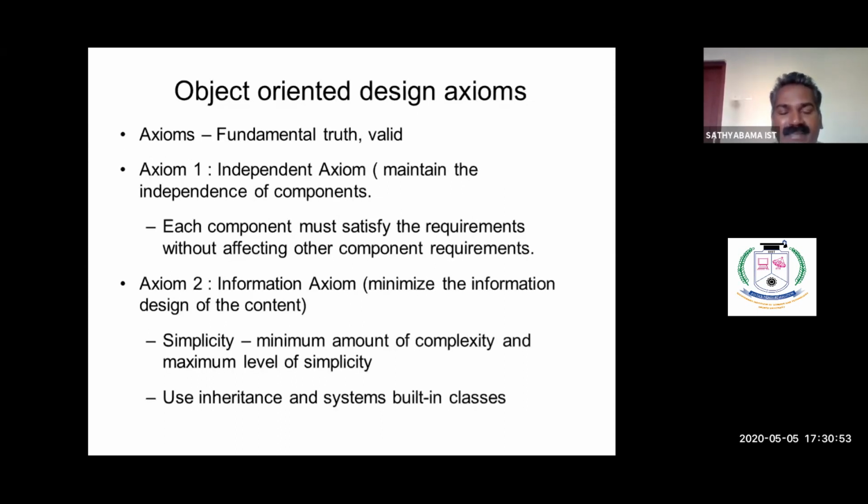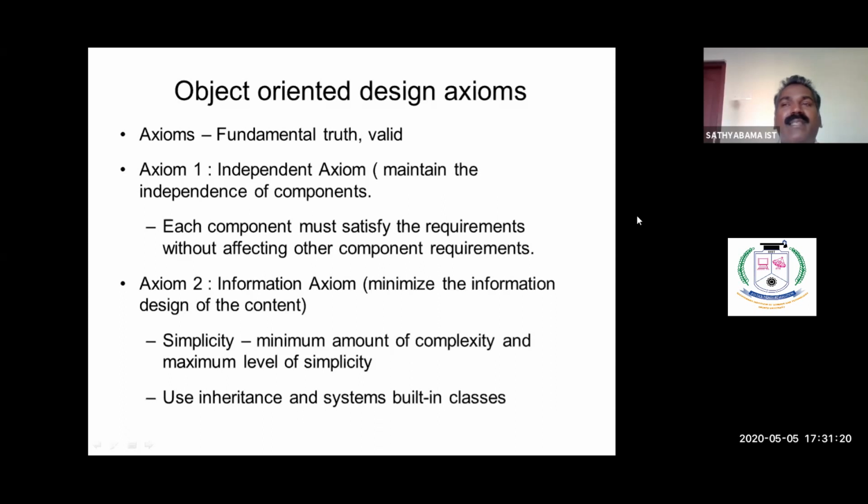Object-oriented design axioms are the first stage of the design process. We need to apply object-oriented axioms to the classes, methods, and attributes. Two kinds of axioms are supported by the object-oriented design process. One is the independence axiom. The independence axiom maintains the independence of components. The second one is the information axiom.